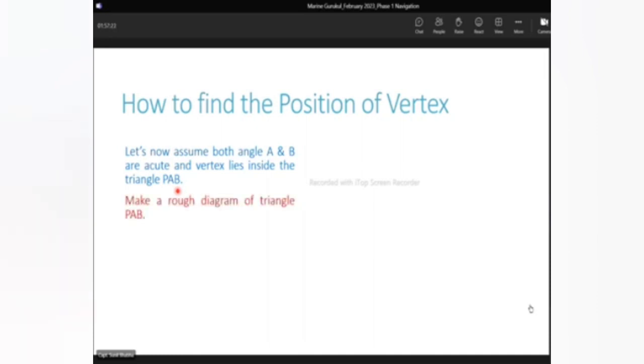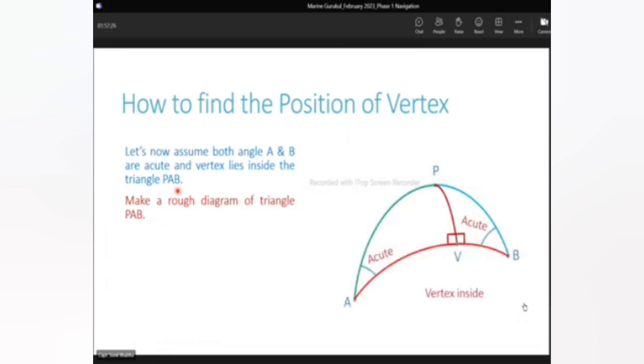So let's make a rough diagram of the triangle PAB. You can see this triangle PAB here. Both angle A and angle B are acute angles, and we can see that the vertex lies inside the triangle.